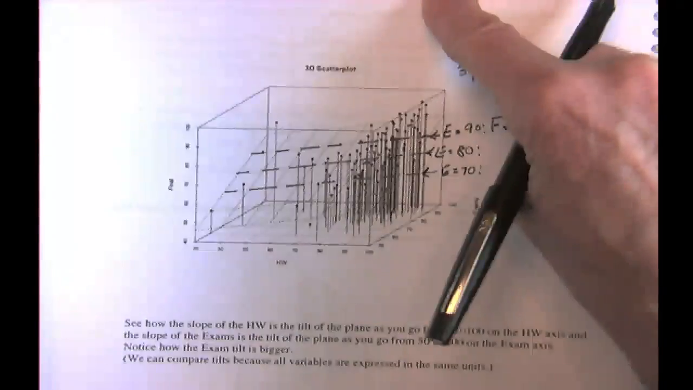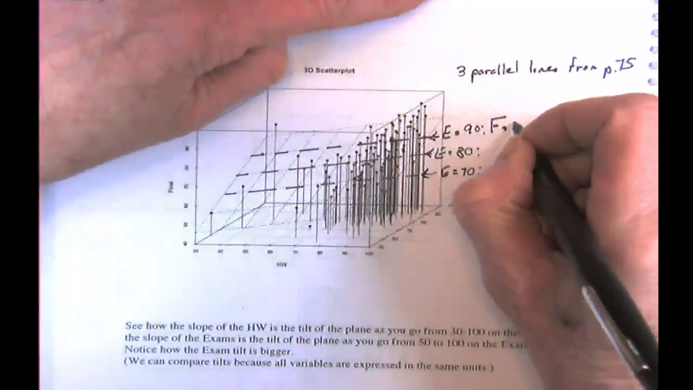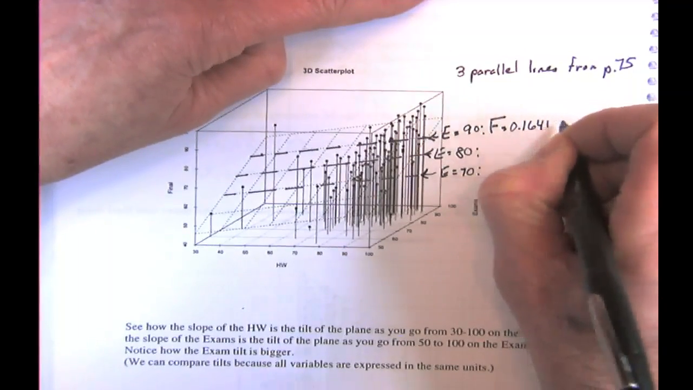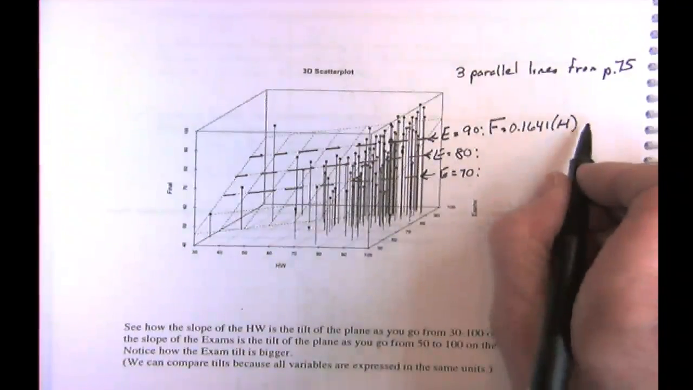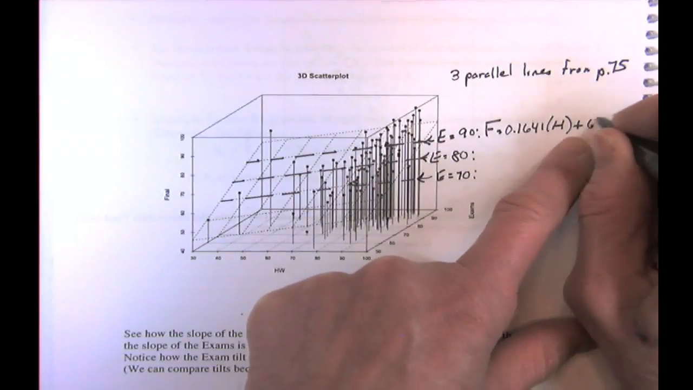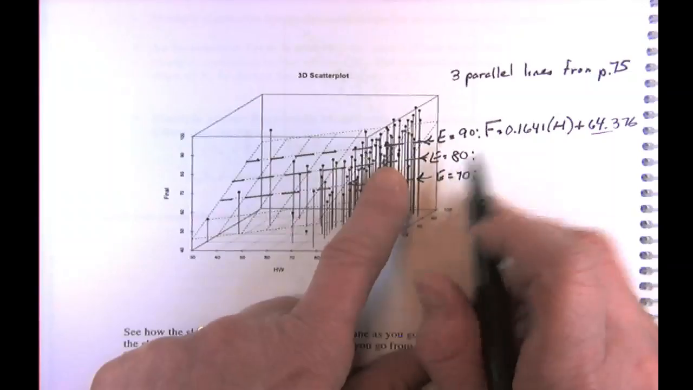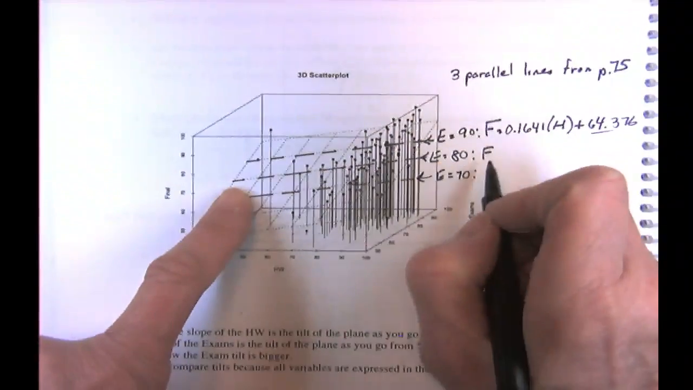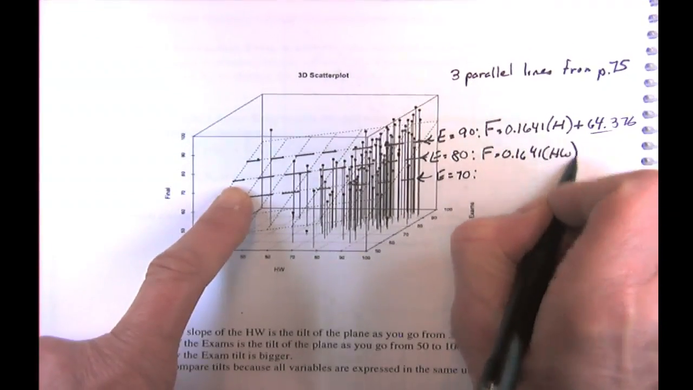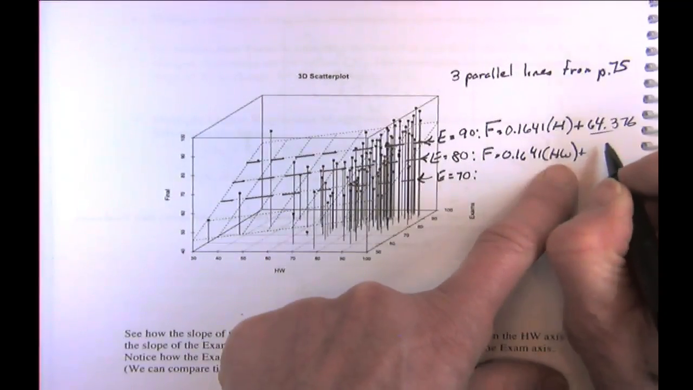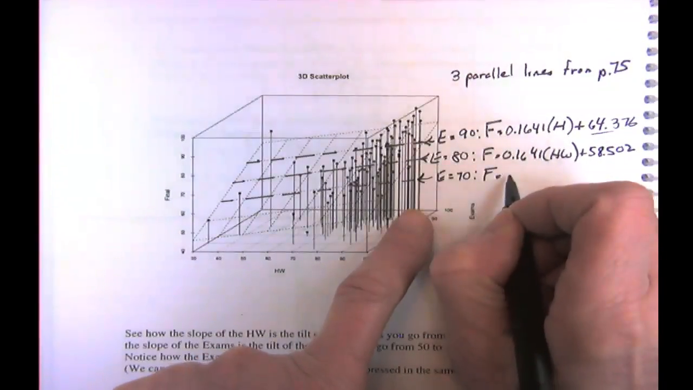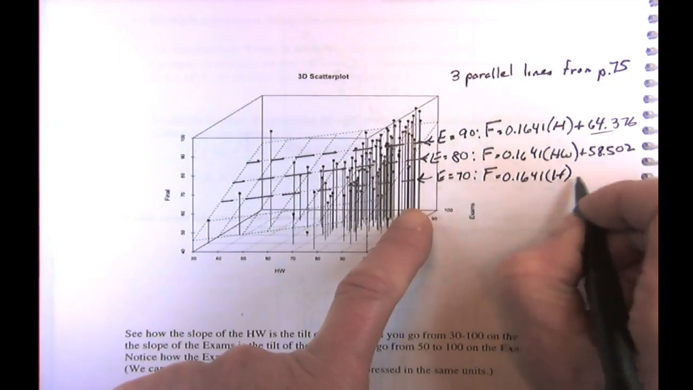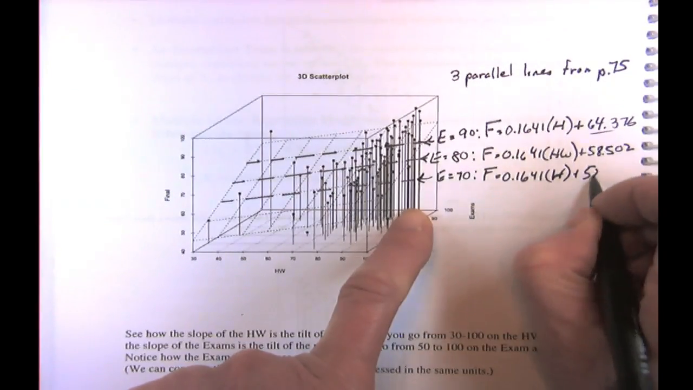All right, and we got this. We said final equals, looking up here, 0.1641 times the homework, and then plus 64.376. That was our intercept. Now we're going to get the same slope. Everybody who scored an 80 is going to get 0.1641 times your homework, but there's a drop in the intercept. Now we only got an intercept of 58.502. We just did this on page 75. And our last one, of course, is 0.1641 times the homework again, plus 52.678.